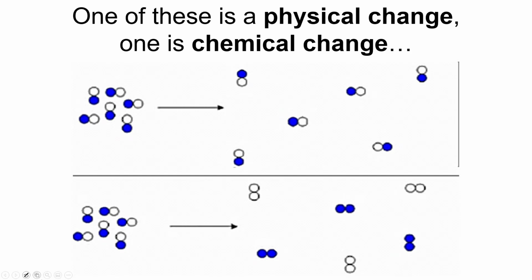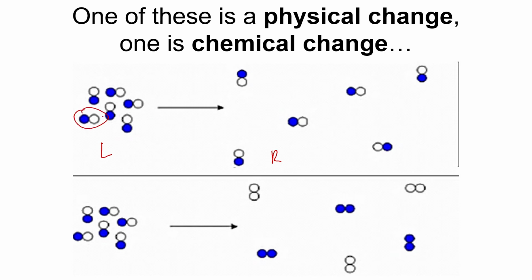A great way to illustrate the difference between the physical and the chemical change is through these examples that we see here. One of these changes is physical and one of them is chemical. And what you must remember is that physical changes change the appearance of something, the arrangement of something, and a chemical change will change the chemical composition or identity. What we have to do is look at what's happening on the left side versus the right side.